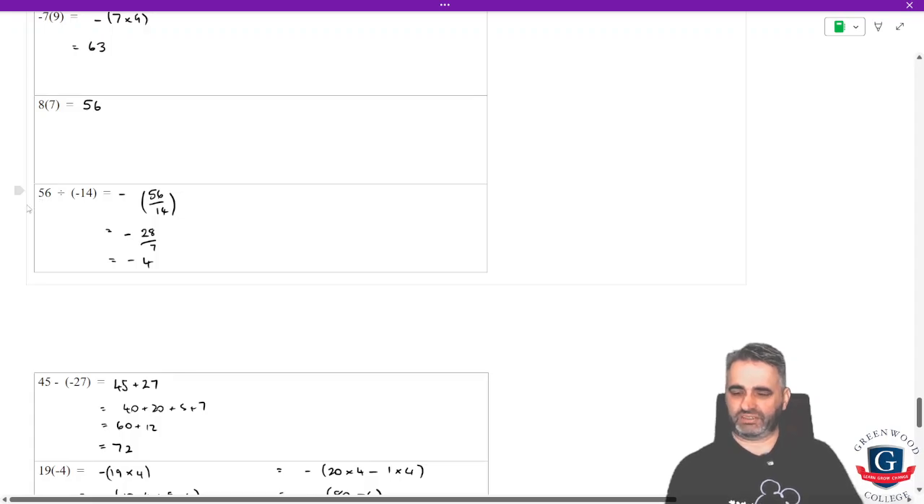56 divided by negative 14, positive divided by negative is negative, 56 divided by 14. Well, I might simplify that first. I don't know my 14 times tables. Divide them both by 2, that will give me 28 on 7. 7 goes into 28 4 times, the answer will be negative 4.